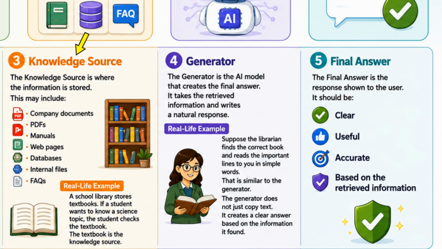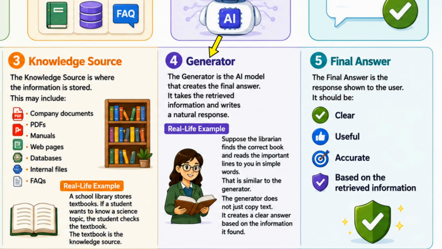Third part, knowledge source. The knowledge source is where the information is stored. The knowledge source may include company documents, PDFs, manuals, web pages, databases, internal files, and FAQs. Real life example. A school library stores textbooks. If a student wants to know a science topic, the student checks the textbook. The textbook is the knowledge source.